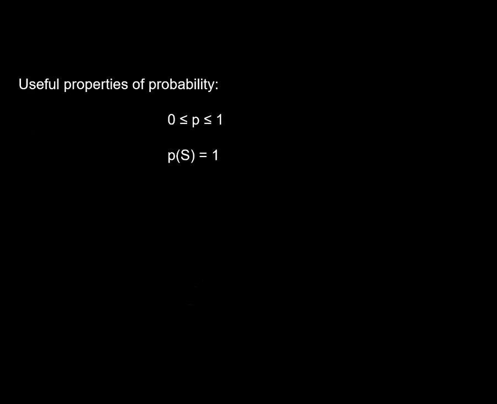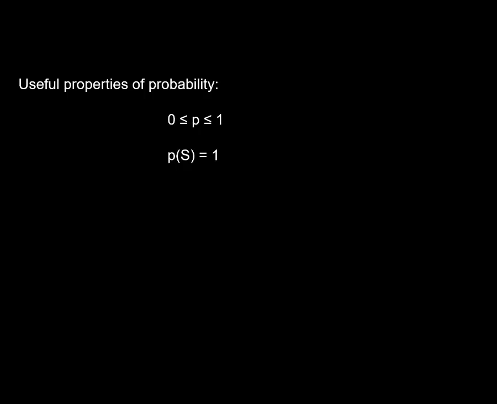So probabilities have some useful properties that help us to interpret them. One property is that, as I mentioned earlier, they can only range between 0 and 1. So the lowest a probability can ever be is 0, the highest a probability can ever be is 1, and that really helps us to interpret a probability. If I tell you the probability is 0.1 that something's going to happen, well, that's really close to 0, so that event is probably not going to happen, right? That event has a very low probability.